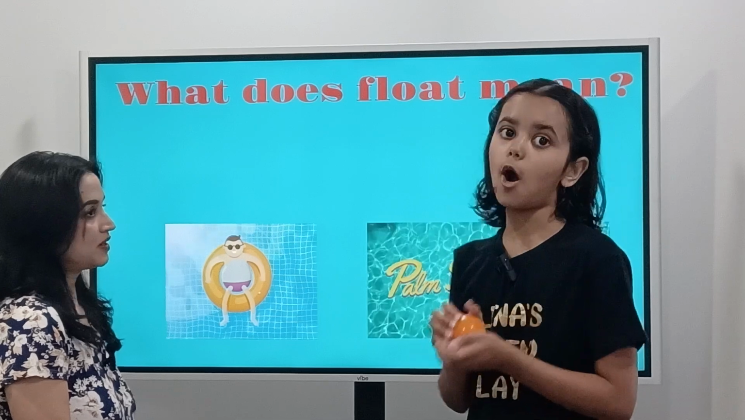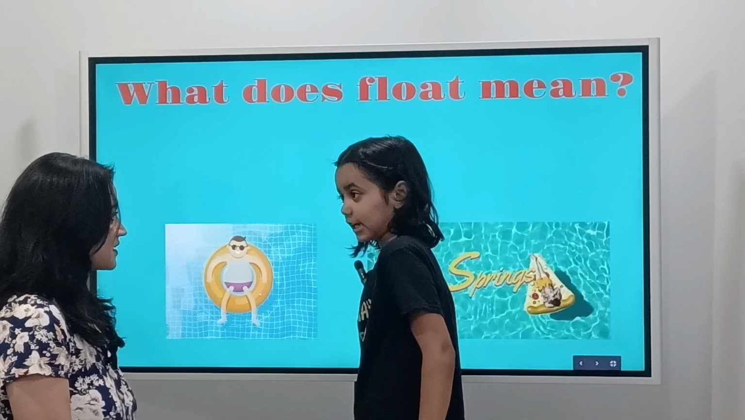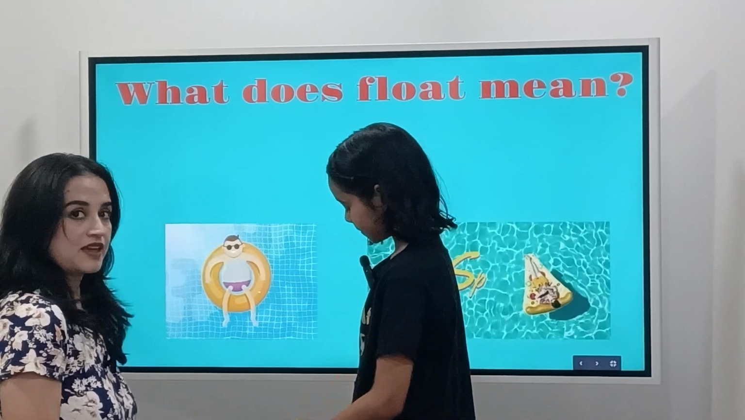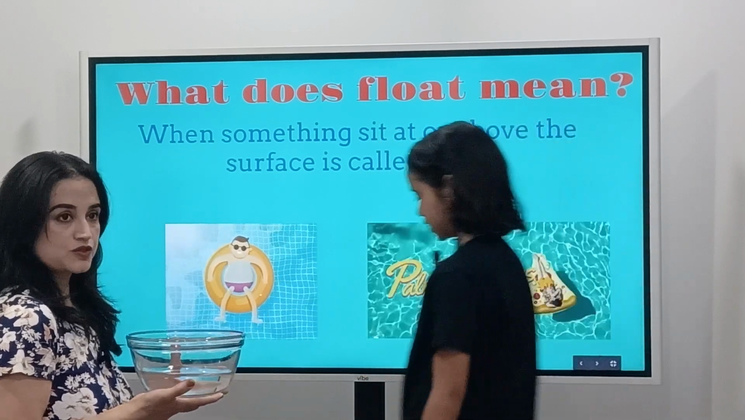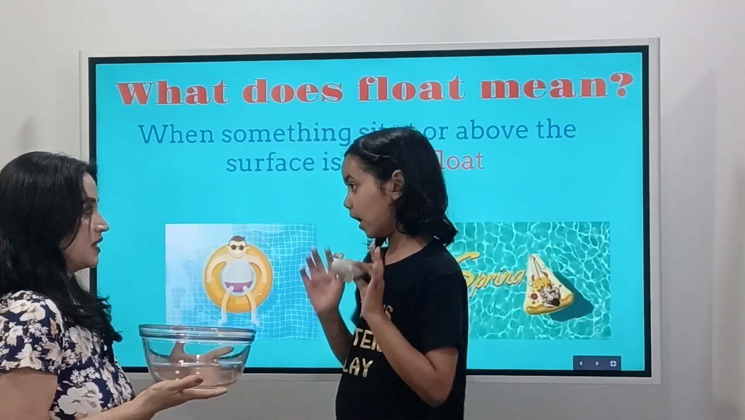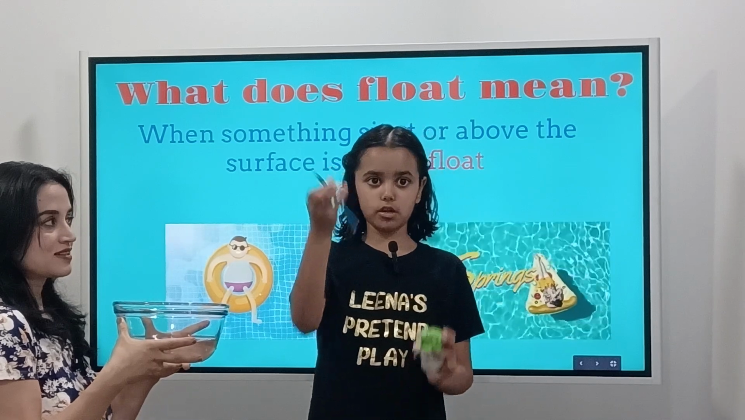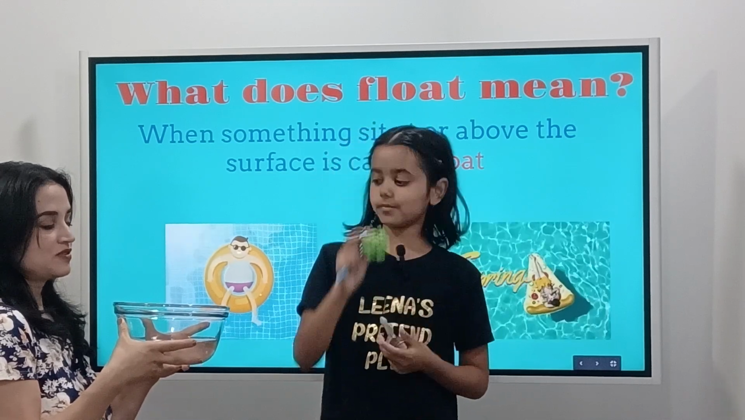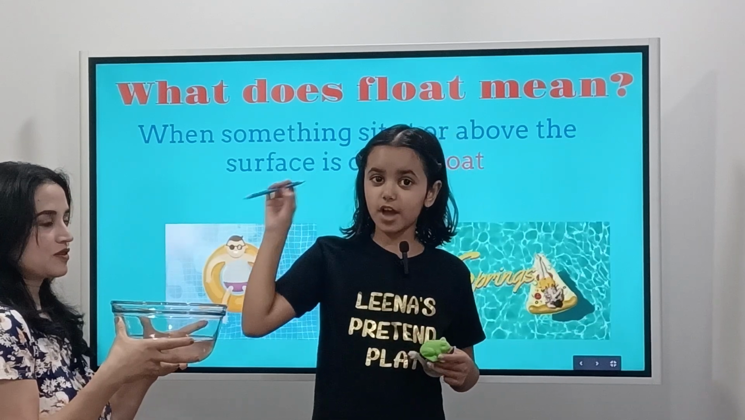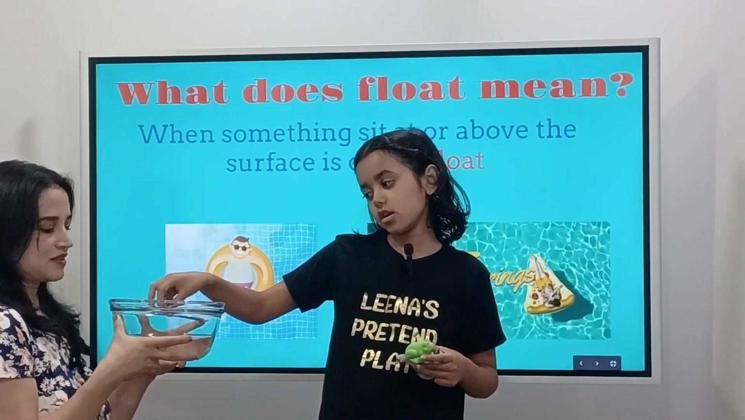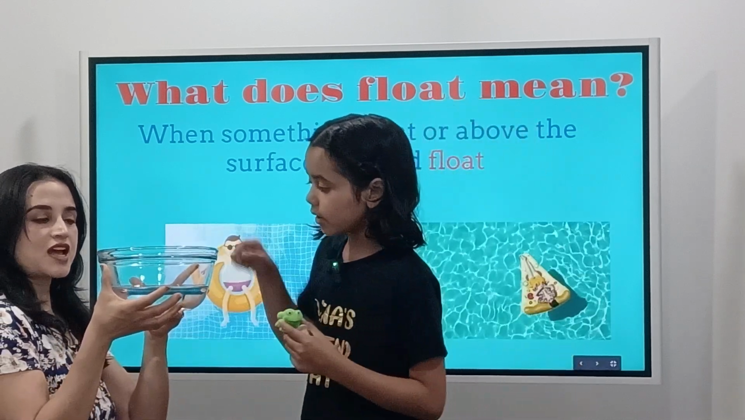We're going to do the other objects. Let's see if we have more experiments. We have more objects, so keep holding them up. When something sits at or above the surface, it is called float. Now we're going to put the other objects in. We have a duck and a small pencil, so let's see what will sink and what will float. Look, it doesn't really go under the water. It's actually floating.